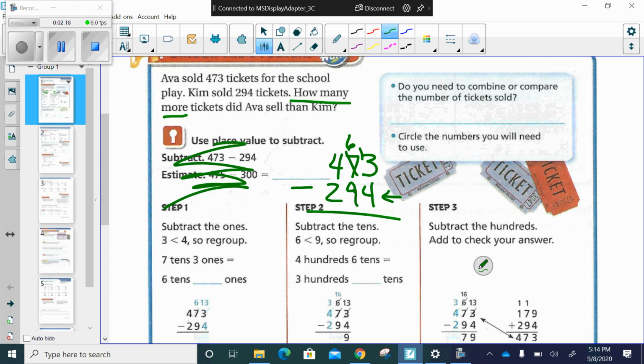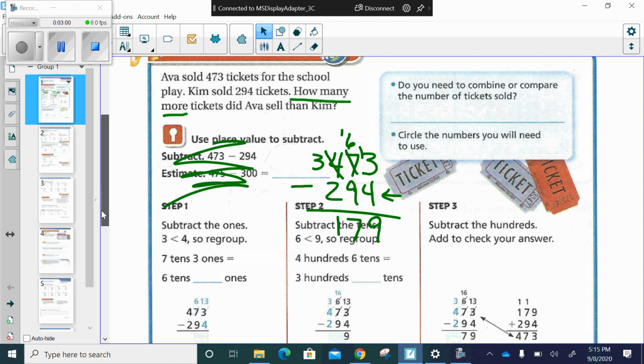13 minus 4. I can do that now. 13 minus 4 is 9. 6 minus 9. I can't do it now, so I have to go to my neighbor. Hey, neighbor, I need to borrow from you. Okay, you can have one of mine. So now it is 16 minus 9, which is 7. And then 3 minus 2, I can do that, so I have 179. They had 179 more tickets.